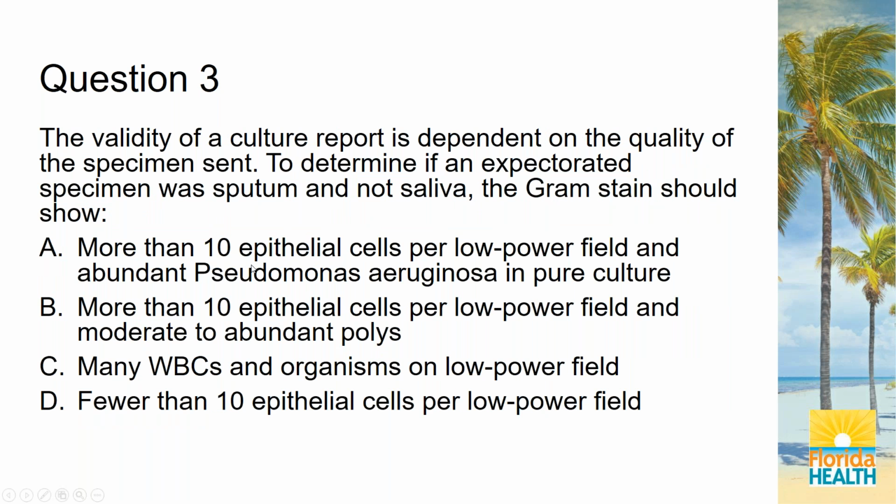All right. The validity of a culture report is dependent on the quality of the specimen sent. To determine if an expectorated specimen was sputum and not saliva, the gram stain should show A, more than 10 epithelial cells per low power field in abundant Pseudomonas aeruginosa in pure culture. B, more than 10 epithelial cells per low power field in moderate to abundant polys. C, many white blood cells in organisms on low power field. And D, fewer than 10 epithelial cells per low power field.